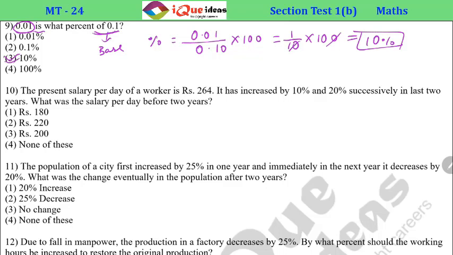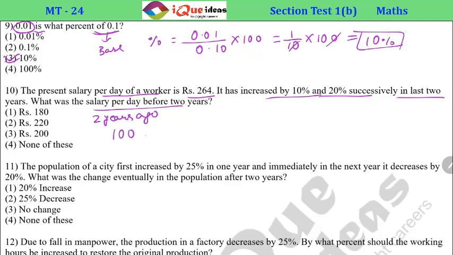Now let's take up the next question. This says the present salary per day of a worker is 264 rupees. It has increased by 10% and 20% successively in last 2 years. What is the salary per day before 2 years? All right. So let's do one thing. See, always remember the percentage calculation happens only in the forward direction. Okay. Here it's asking the 2 years ago. So let's assume that 2 years ago the salary was 100.